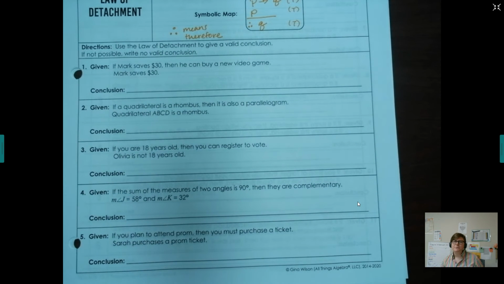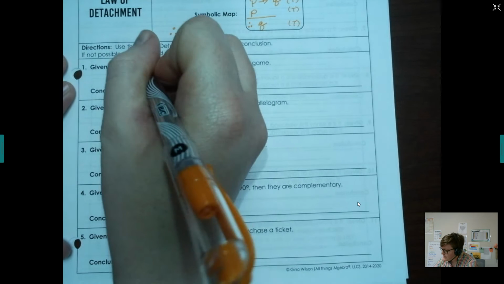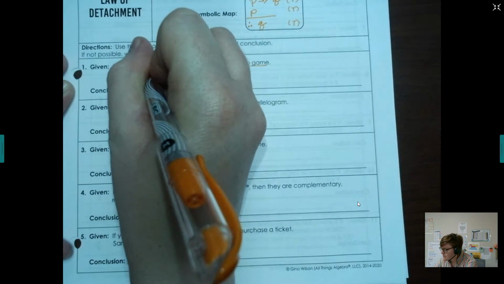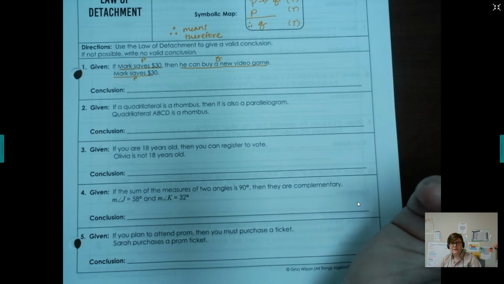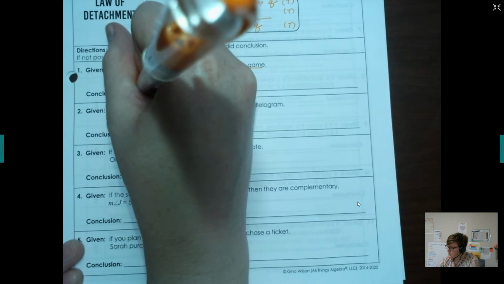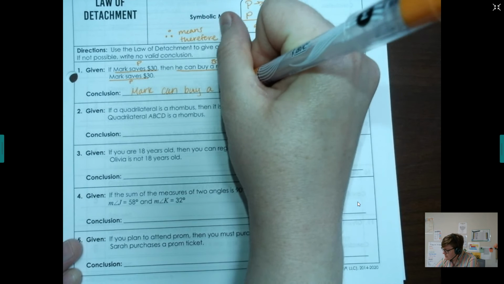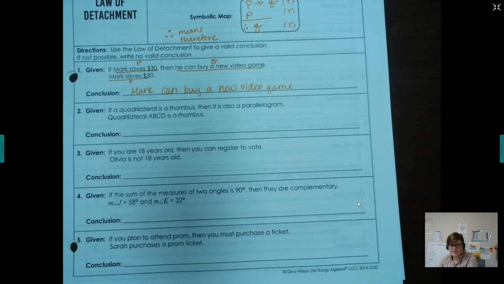All right, so use the law of detachment to give a valid conclusion. If it's not possible, write no valid conclusion. So our given: if Mark saves $30, then he can buy a new video game. So these are our P and Q. It says that Mark saves $30. That's P. It's saying that P is true. Therefore, Mark can buy a new video game. Pretty simple, right? It's like if he does this, he can do that. He did this, so he gets to do that.